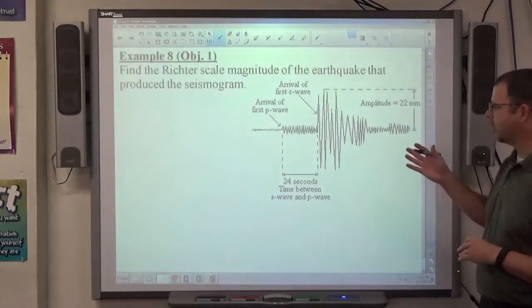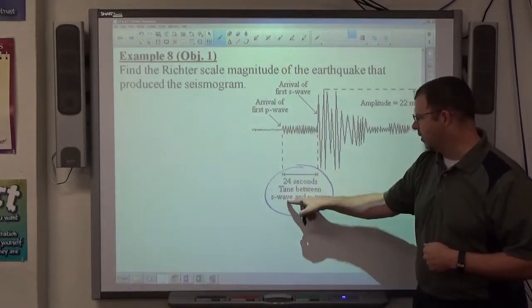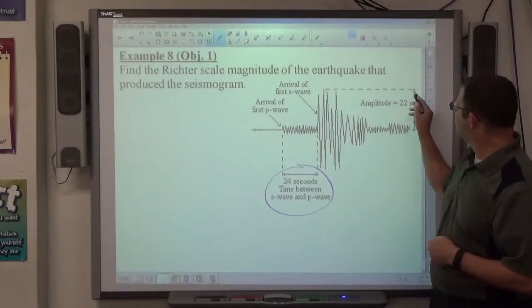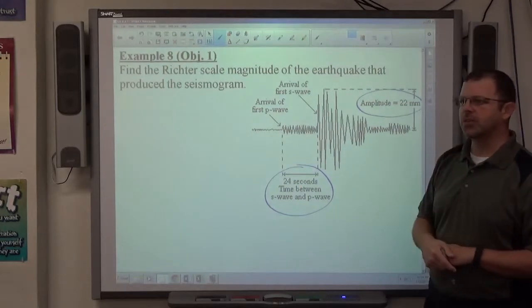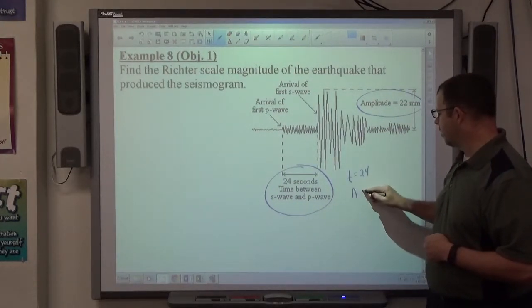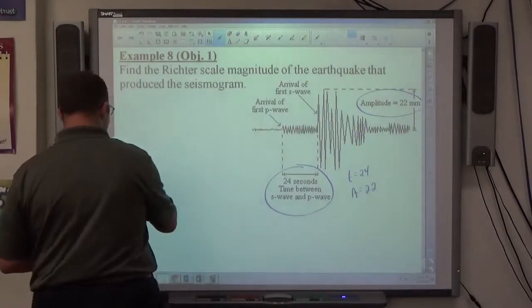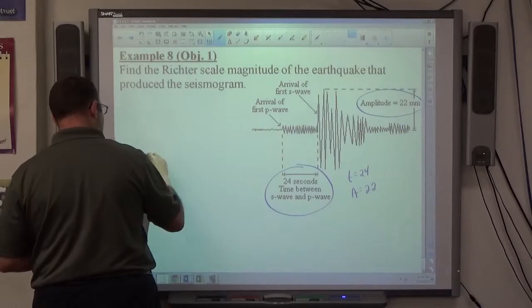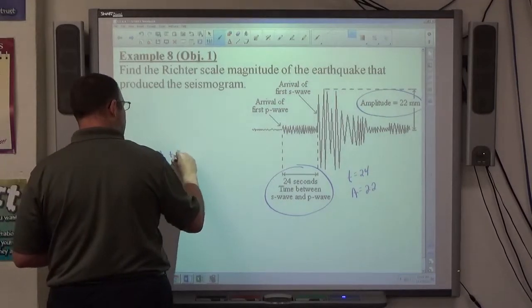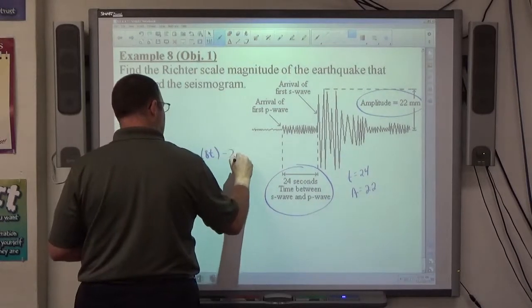So if we look at this seismogram, we can see very clearly there's 24 seconds between the S and the P waves, and there's a 22 millimeter amplitude on this. So they're telling me that T is equal to 24, A is equal to 22, and our formula again is the magnitude is equal to log of A plus 3 log of 8t minus 2.92.